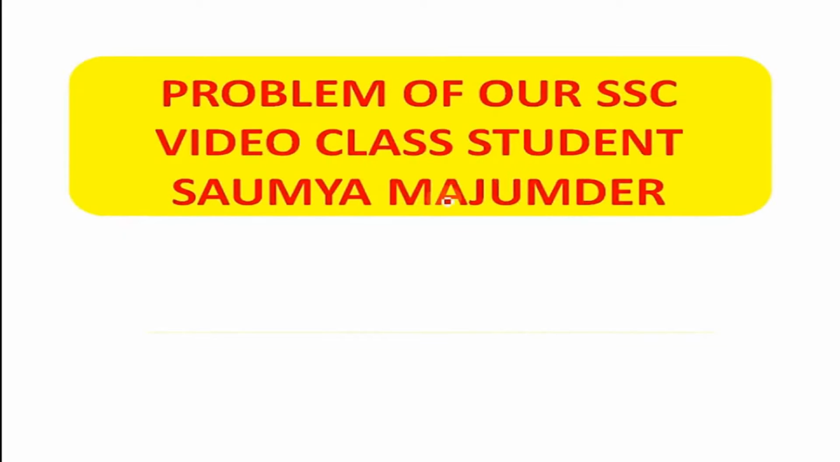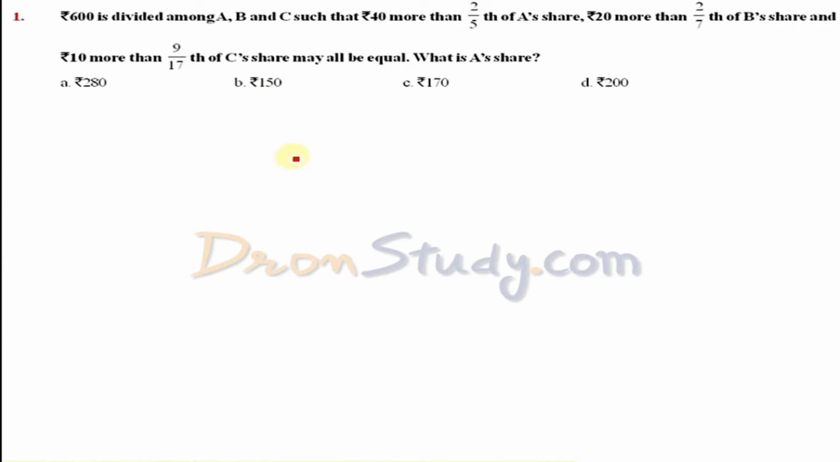Problem in ratio and proportion. Now he asked the first question: rupees 600 is divided among A, B and C such that rupees 40 more than 2 by 5 of A's share, rupees 20 more than 2 by 7 of B's share, and rupees 10 more than 9 by 17 of C's share may all be equal.